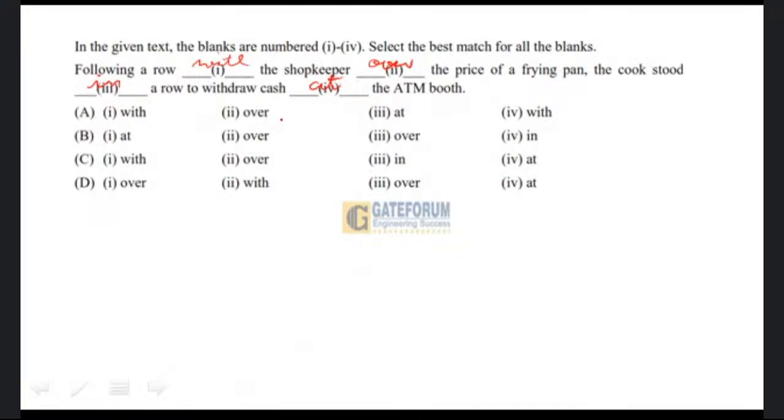With, over, yes. So at is not matching, so this is not so. This is also not so. Let us check this. With, over, in, yes, option C is the correct one. Okay, let's go to the next.